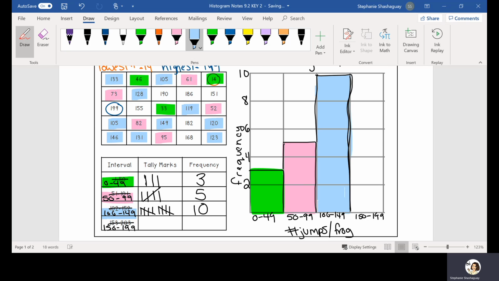All right, one more to go. So that means all the numbers that we have left should fall between 150 and 199, but let's make sure. We have 190, 186, 151, 199, 155, 182, and 168. So there are 7 numbers, 1, 2, 3, 4, 5, 6, 7. 7 frogs that jumped between 150 and 199 times.